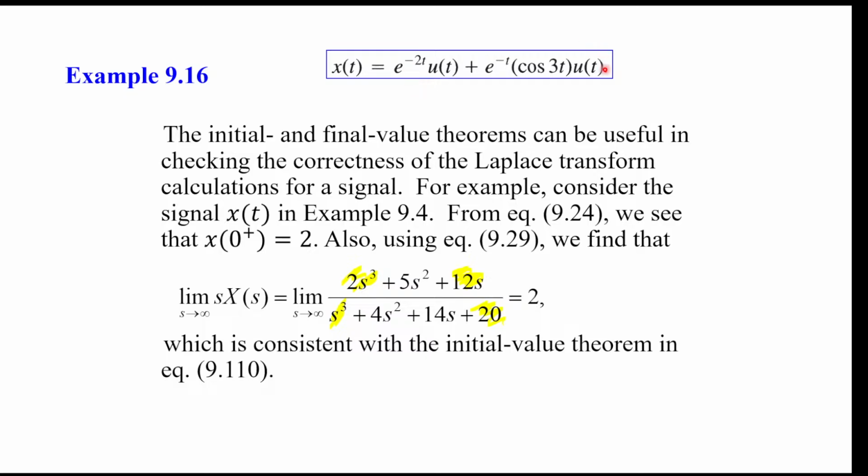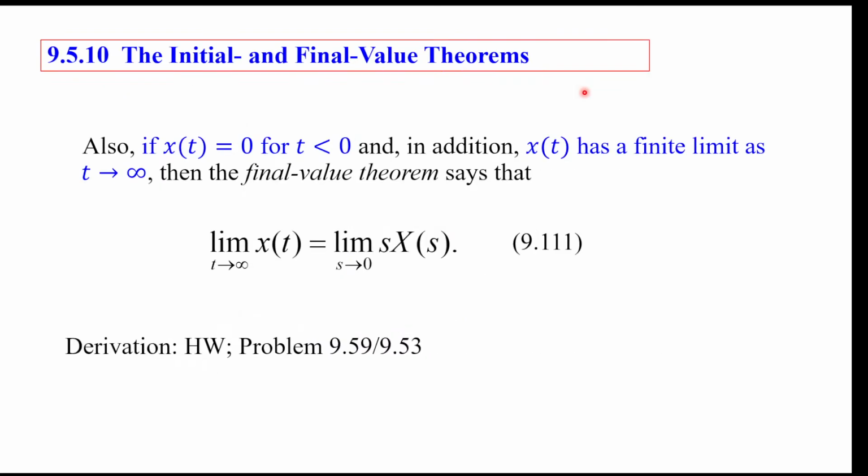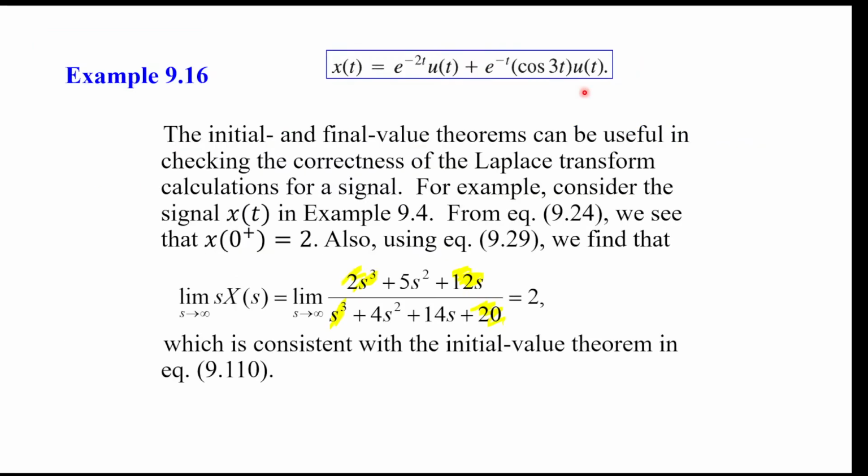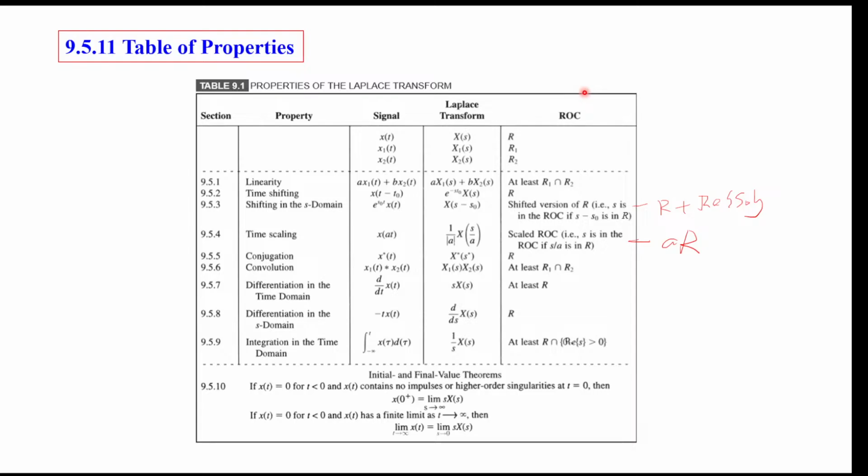And indeed this thing should go to 0 when t goes to infinity, because the exponential decaying part will always make the whole function go to 0. Okay, is this example okay? Okay, so anyway, that's the initial and final value theorem. It can be used to check that your Laplace transform is calculated correctly.